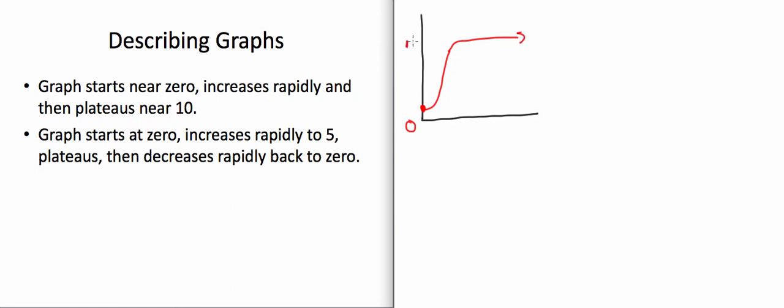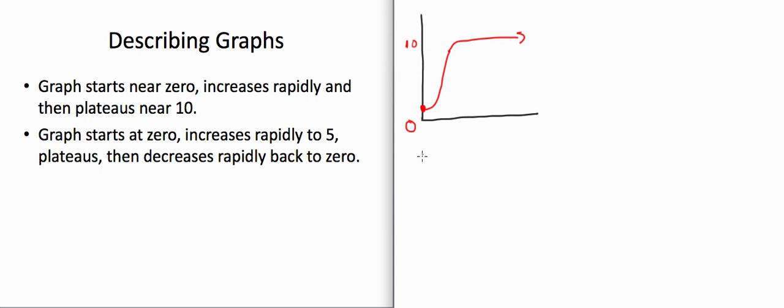If we have 10 up here, it's going to increase rapidly, so that line's going to be very steep. And then it's going to plateau and flatten out near 10. So if we see this graph, this is how you would describe that graph. There are going to be some times where they ask you to describe graphs and what they mean and so forth. But that's what's going to happen.